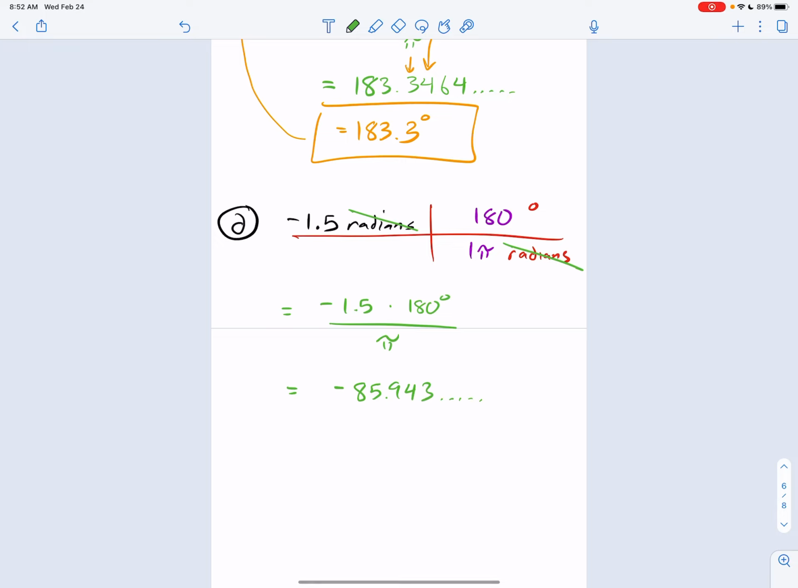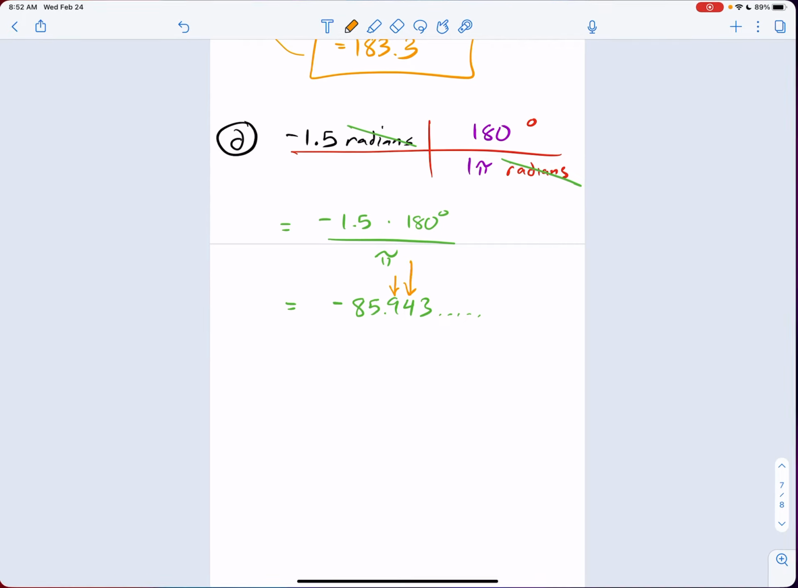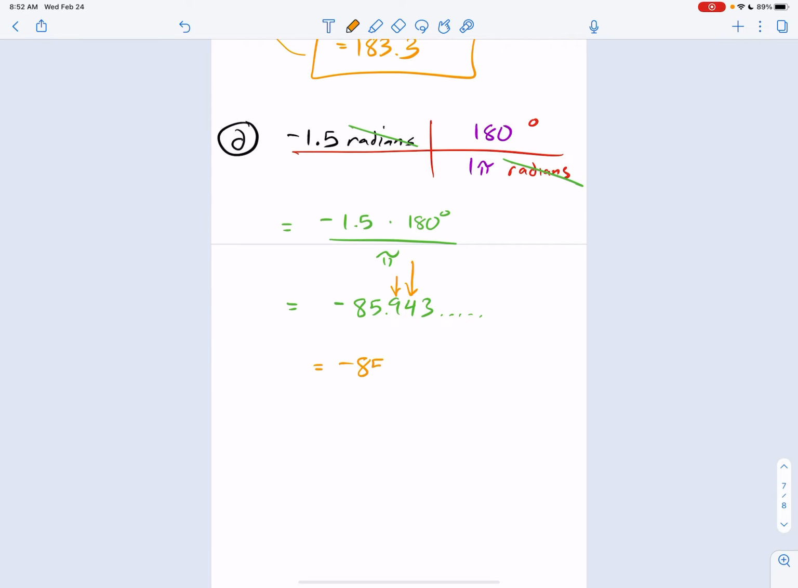85.943 and so on. If I round this to the nearest tenth, I look at the 10th place and then I look at the digit after. Since 4 is not 5 or larger, this will remain as negative 85.9 degrees. Okay? So negative 85.9 degrees is approximately equivalent to negative 1.5 radians.